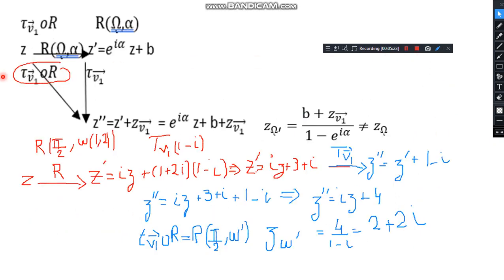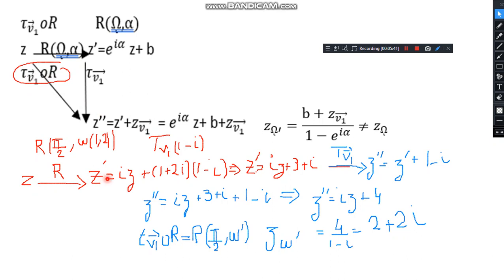Now suppose I want to do the vice versa, TV1 rho R. You can check it here in general, but please don't memorize it. Suppose you have a rotation of angle pi over 2 and center W1, 2, and the translation of vector V1, 1 minus I. I want TV1 rho R. So I start by R.